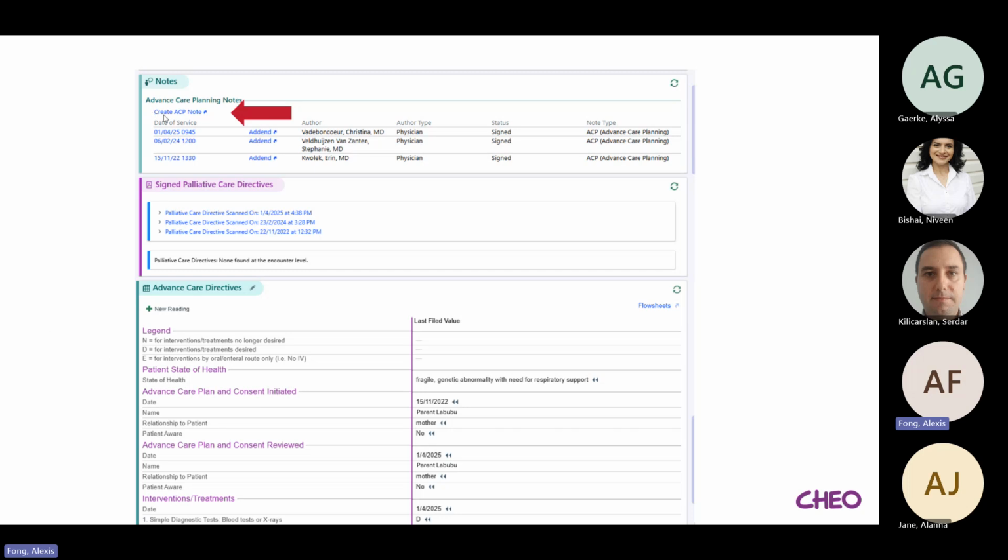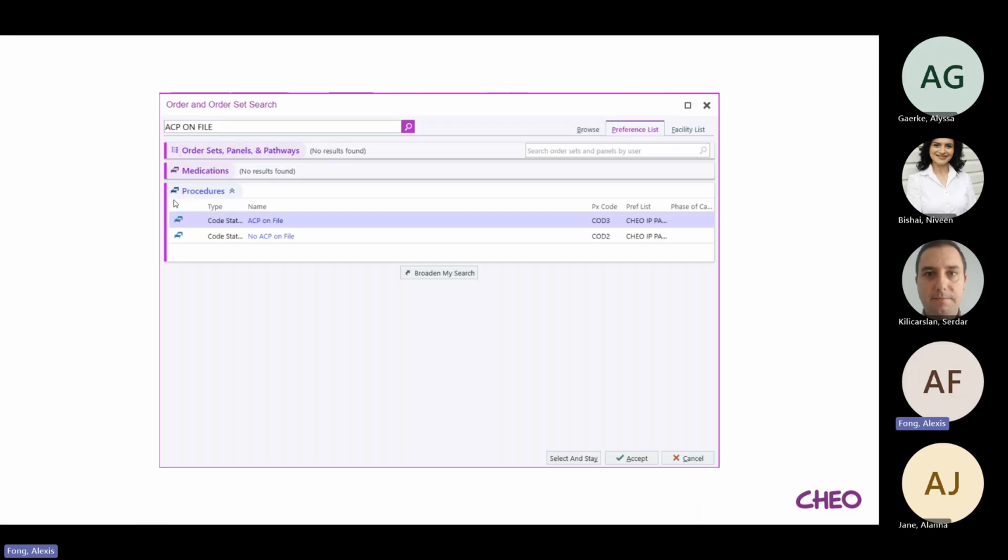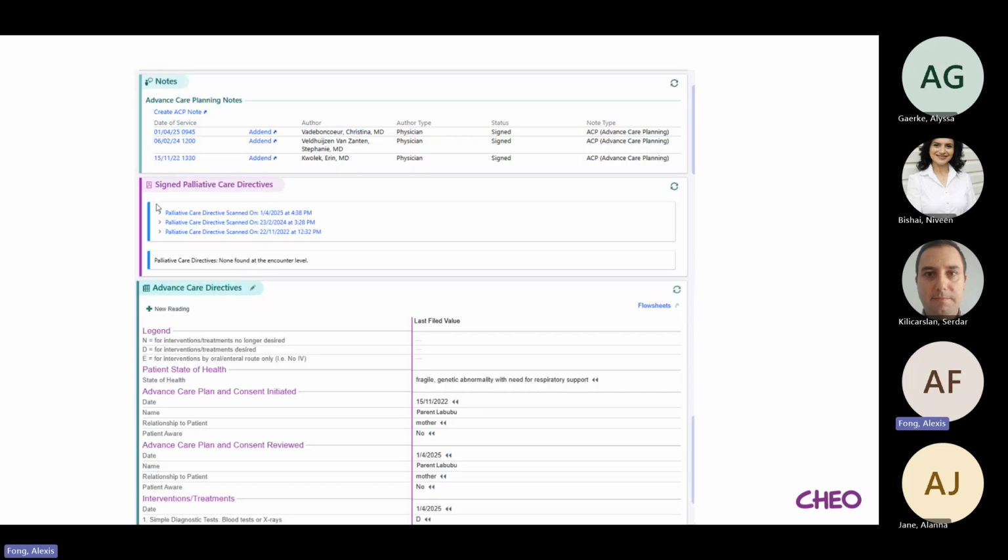So you can do it by clicking on create ACP note. Again, we want short, succinct, something that someone in an emergency can hover over the ACP code status and see exactly what their code status is. What's next? If they have not had a code status previously, after you put in the ACP note, you have to put an order in for ACP on file, just so that it pops up on that left-hand side. And then the bottom half of the screen, you don't need to know too much about it. It's what the palliative care team uses. So these are scanned documents of the PCDs that we go over yearly with our families.